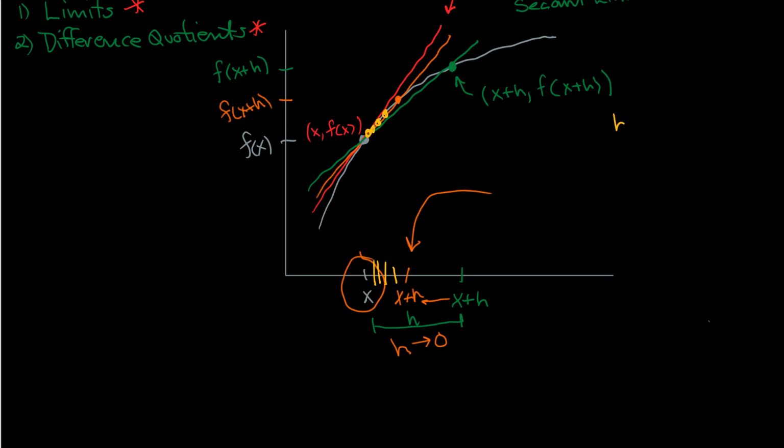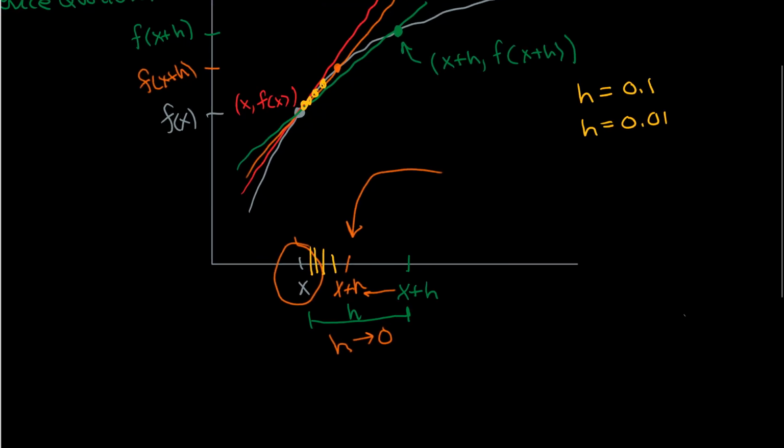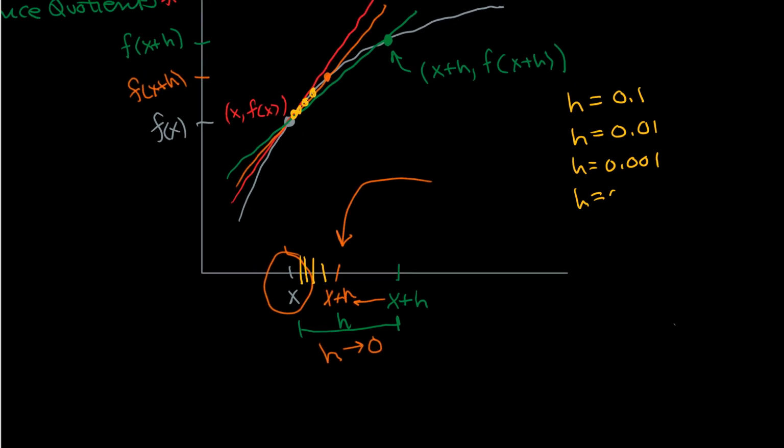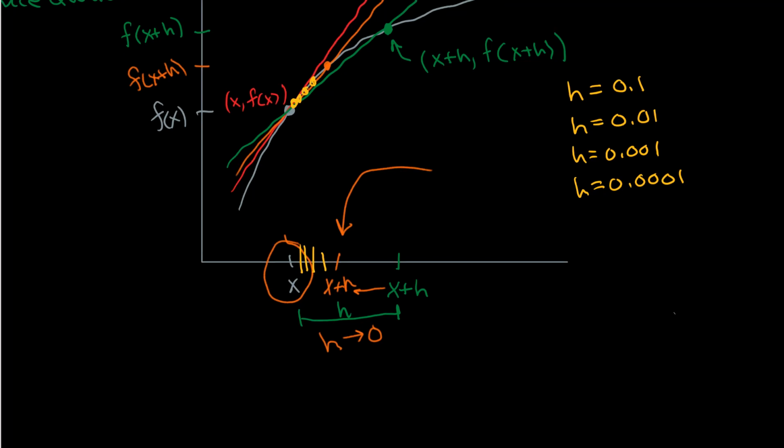So for example, we can start out with h is 0.1. We can move and say, okay, we're going to just be 100th of a unit away from our original value. Well, we can get better than that. We can get 1,000th of a point away. We can then get a 10,000th of a point away. I think you can see the idea. The distance between our original value and our second point gets smaller and smaller. The distance gets smaller.